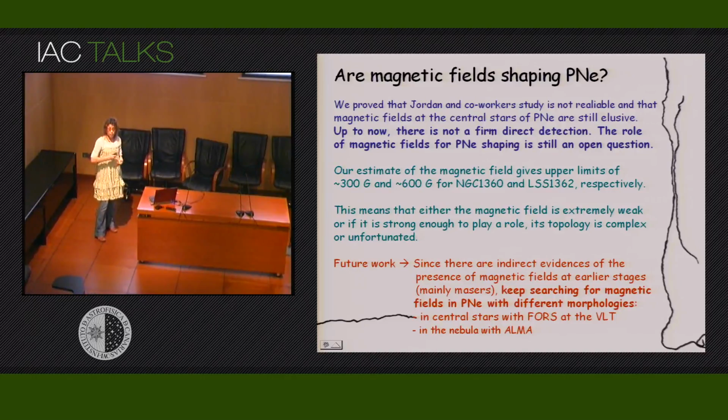and we are going to ask for more observations at the VLT to observe polarimetry in the central stars of planetary nebulae for different morphologies, and we can also try to measure the magnetic field in the nebula itself, but in this case we have to go to very large wavelengths. So we thought that maybe ALMA can be a great opportunity for these measurements. And that's all. Thank you.